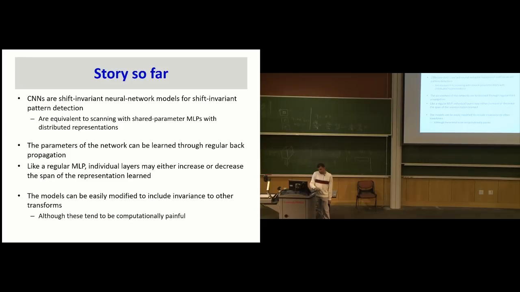So the story so far: CNNs are shift invariant neural networks. All that's fine. The key piece is that the models can be easily modified to include invariance to transforms other than shifts.